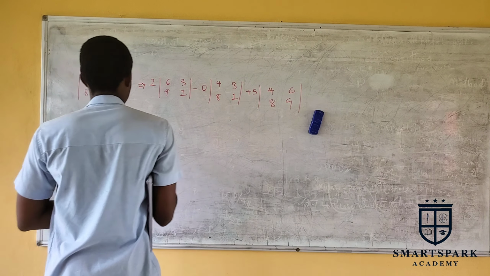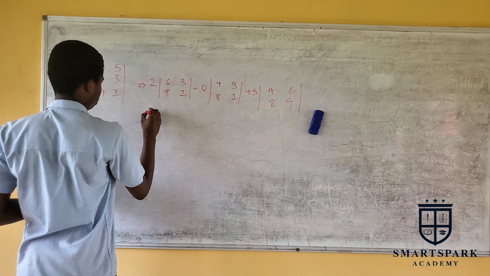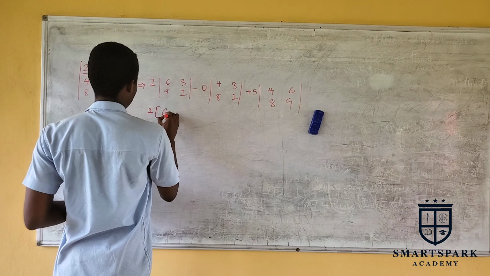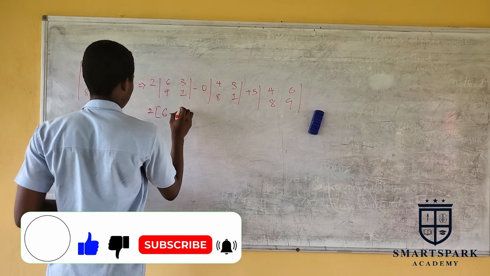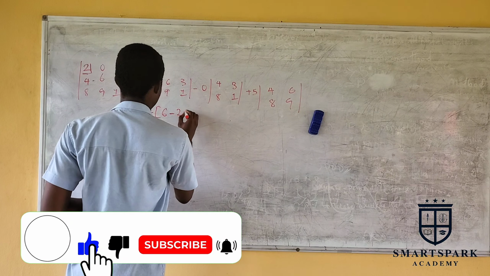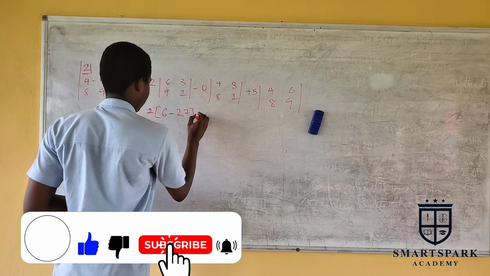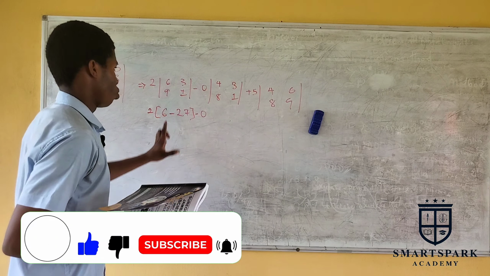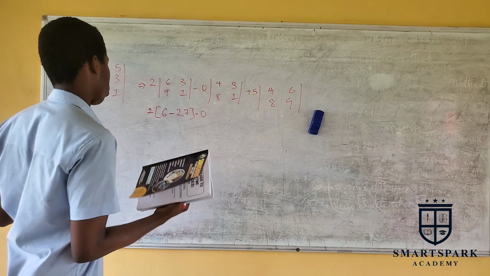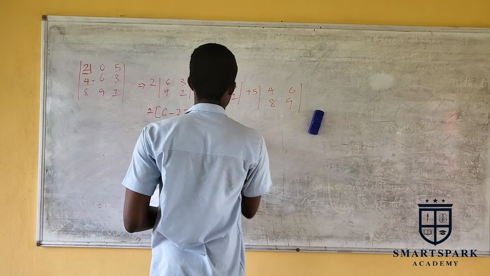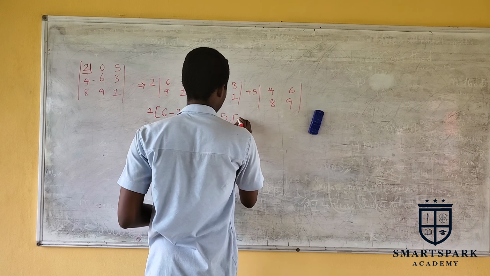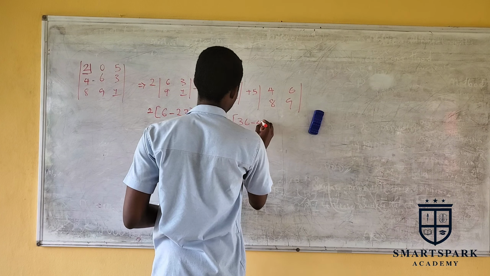So now this is going to be 2 times... 6 times 1 is 6 minus 3 times 9, which is 27, minus 0. We know that 0 multiplied by any number is going to be 0, so we can decide to omit this for time's sake. So this is plus 5, 4 times 9 is 36 minus 48.